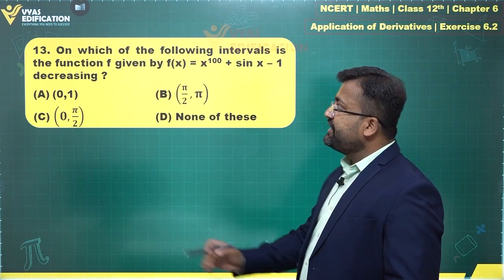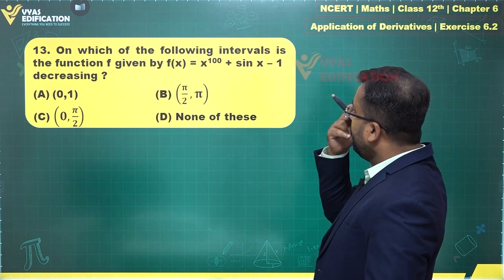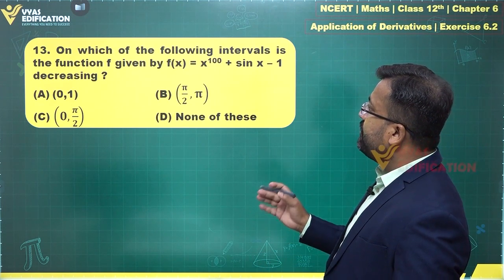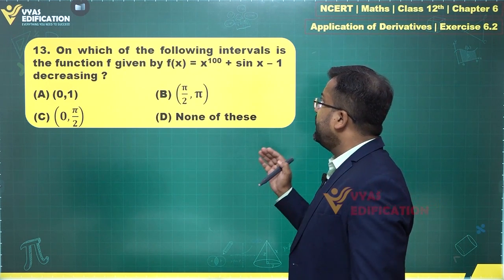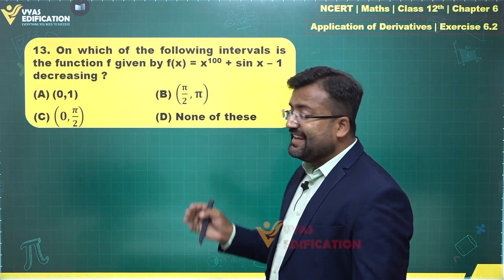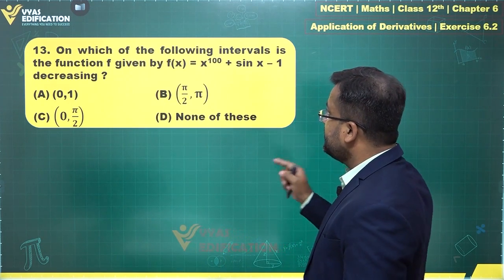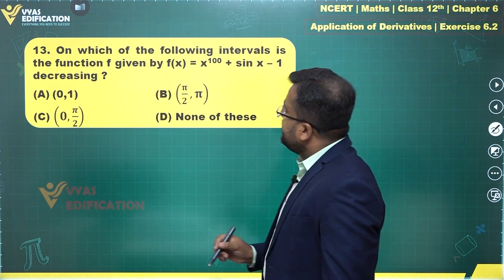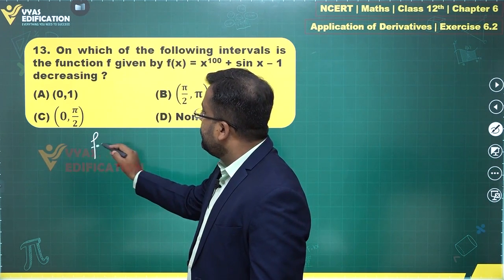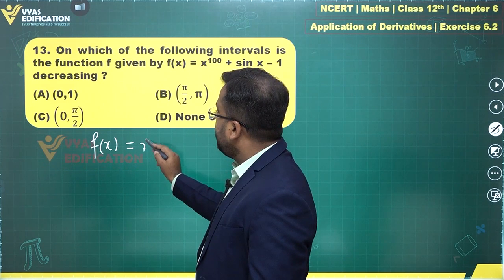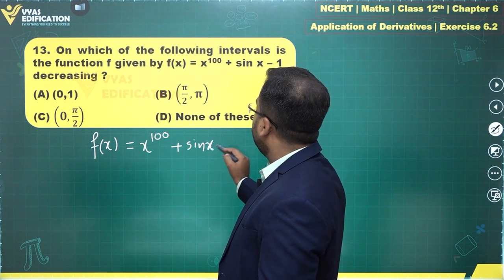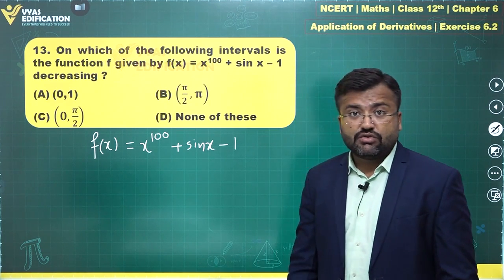Let's discuss this question next. Question number 13 says, on which of the following intervals is the function f given by f(x) equals x power 100 plus sin x minus 1 decreasing? On which of these intervals is this function decreasing? And how are we going to deal with this? Let's see, f(x) is given to be x power 100 plus sin x minus 1.